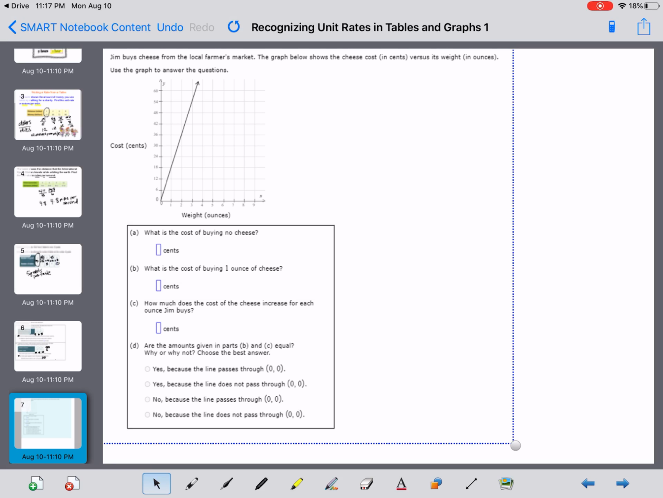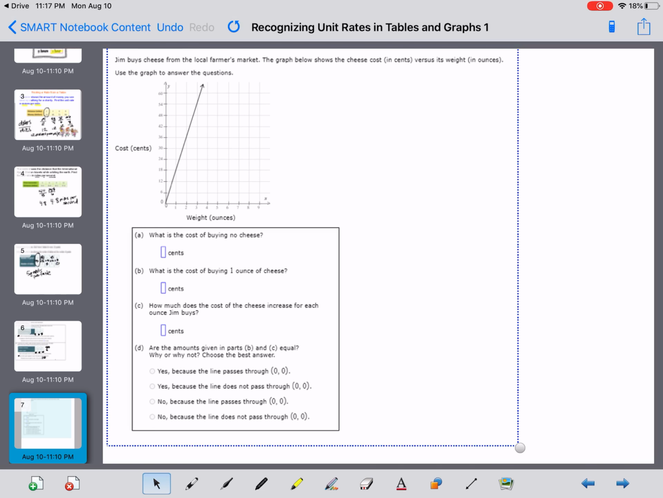Okay, part A, what is the cost of buying no cheese? No cheese is $0, so it would just be 0. What is the cost of buying 1 ounce? So there's 1, so 1 goes up right there, and that gives us 18. So it would be 18 cents for 1 ounce.